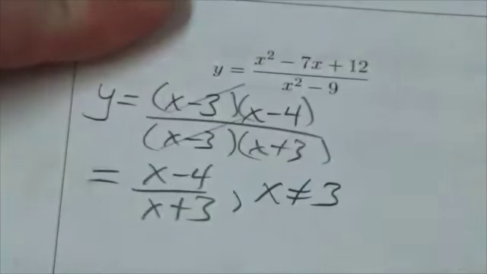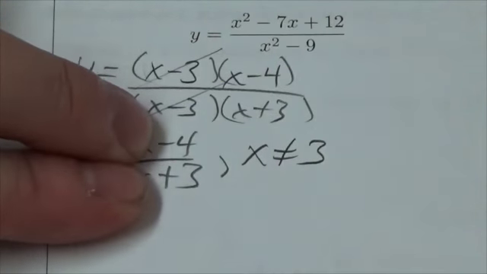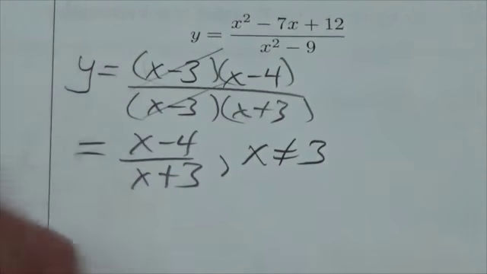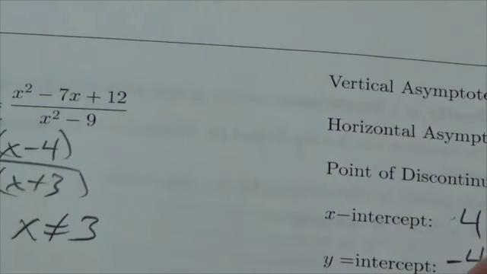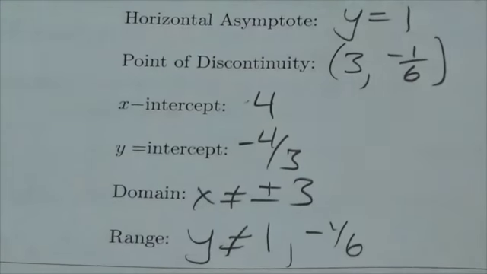For the y-intercept, now remember, I'm going to get rid of this 0 here. That's going to be where we let x equal 0, and when we do that, the x's disappear, and you're left with negative 4/3. And so there's my y-intercept. So that's all the information you need.